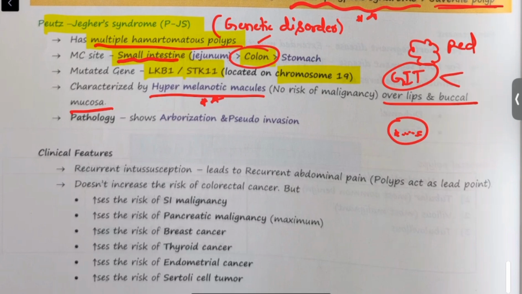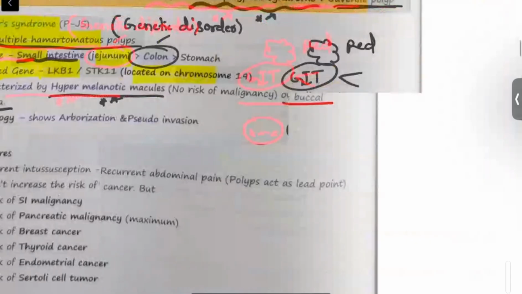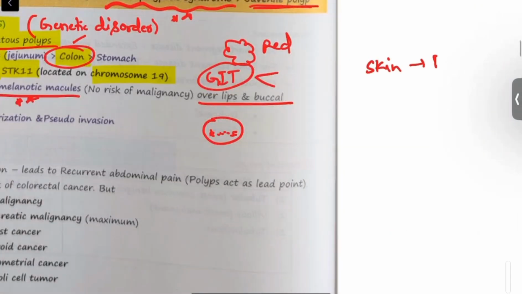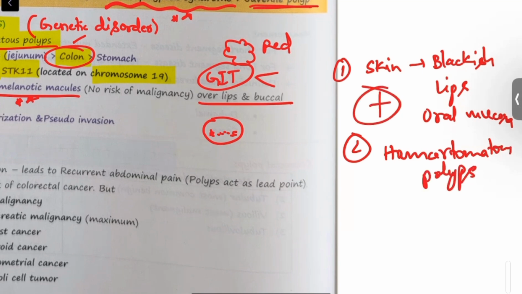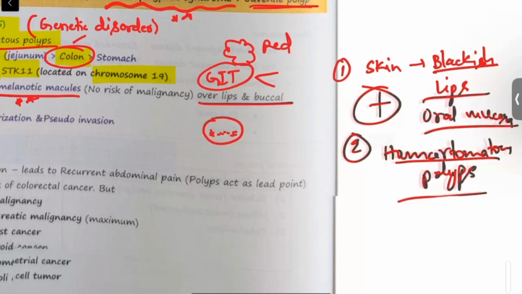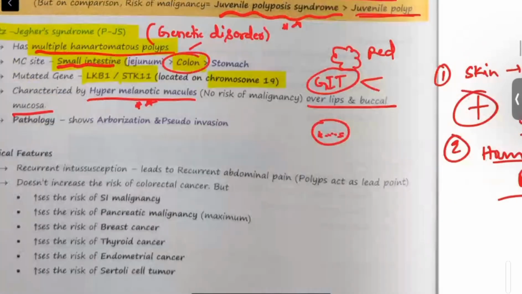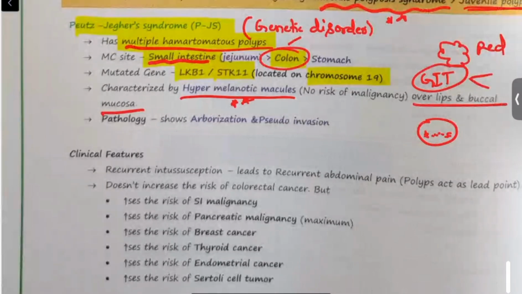So it is involving two systems here. One is skin, that is blackish pigmentation around lips and oral or buccal mucosa. This is one manifestation. Along with that, there will be multiple hamartomatous polyps throughout the GIT. So if these two features are given, like a patient presented to your clinic with multiple hamartomatous polyps and blackish discoloration around the lips and oral mucosa, what is the mutation you will expect here? They ask this type of questions. In that case, that is LKB1 and STK11, and that syndrome is Peutz-Jeghers syndrome.